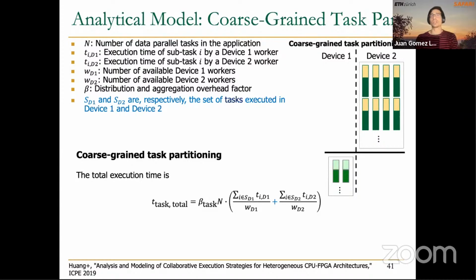And in the coarse-grained task partitioning, it's a kind of a similar way of obtaining the estimate, because we are assigning tasks to either one device or the other device, different sets of tasks. But in this case, we have to consider the whole computation on device 2 and then on device 1 or vice versa. And that's why we add the total times for each of the devices. There is no overlapping in reality here between the two devices.